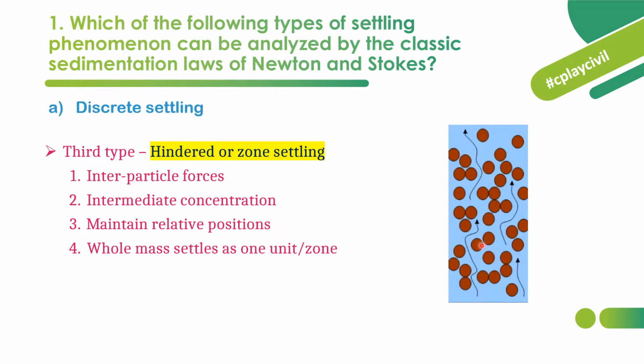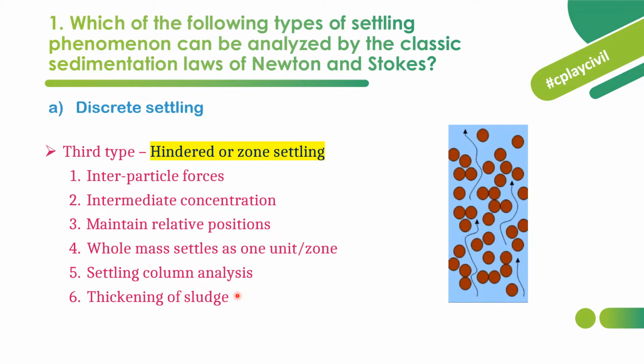Flocculent means the floc will settle from top to bottom, but here the whole mass will be created and that mass will settle as one unit to the bottom. That is called hindered or zone settling, and it will be used for settling column analysis. So this is the third type, hindered or zone settling. Before moving to the fourth type, let's see the thickening of sludge. Thickening of sludge happens due to hindered or zone settling.